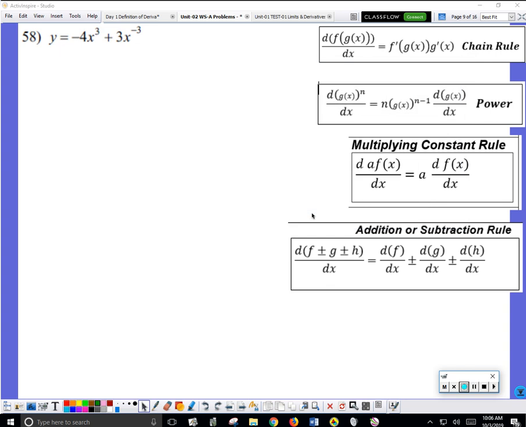So write down 58. There we go. I want to find the rate of change. So I want to find the change in y divided by the change in x.